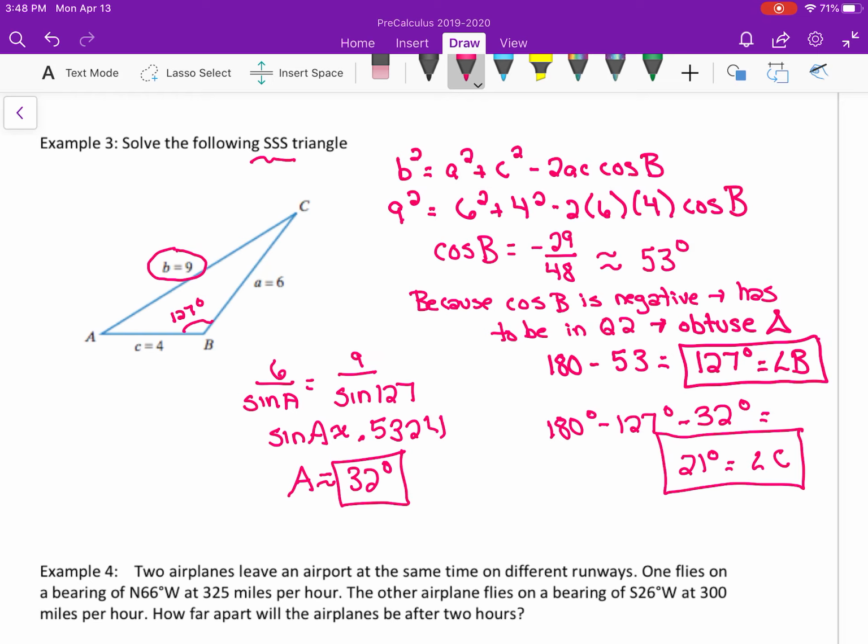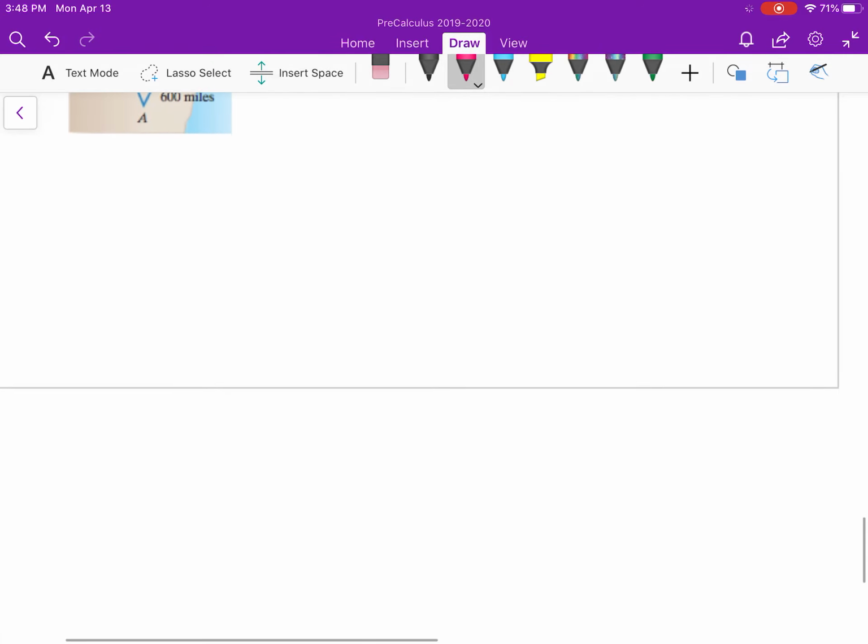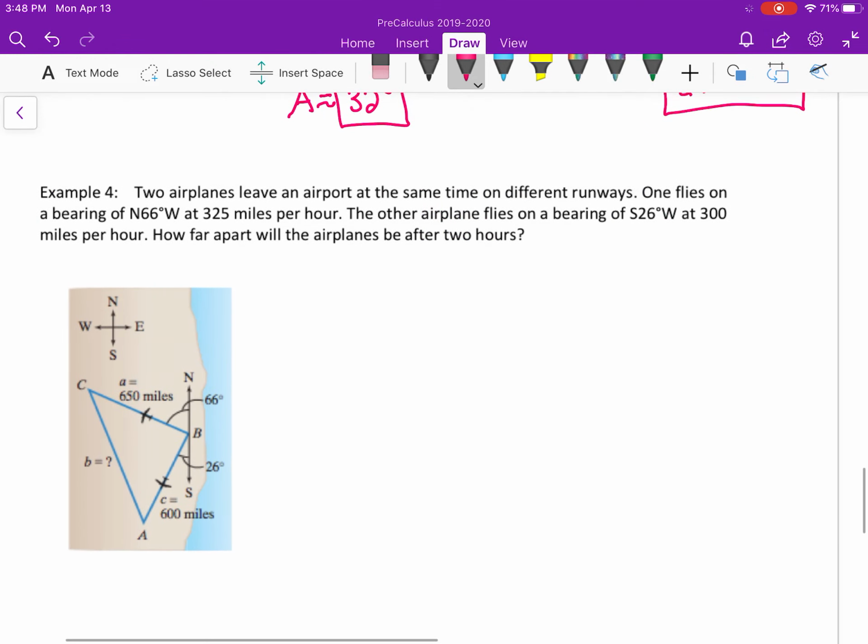So always use law of cosines first, then law of sines, then just subtract from 180. So step 3 will always be the easiest. All right, so our last problem is just an application of this.